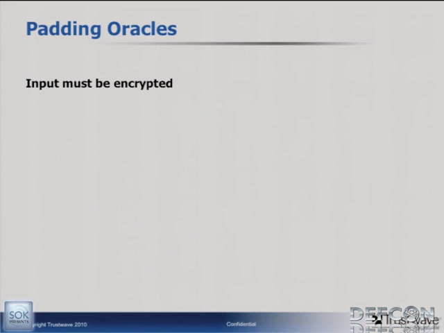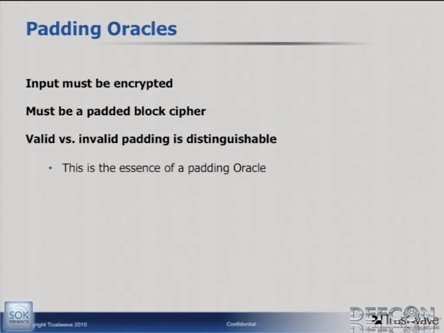With a padding oracle, the input has to be encrypted, and it has to be with a padded block cipher. With stream ciphers, you're encrypting one byte by one byte, so the end of the plain text is just where the text ends, and not where you've put some arbitrary marker. It also has to be distinguishable when you've passed something in that has valid padding or invalid padding. And this is the essence of a padding oracle.